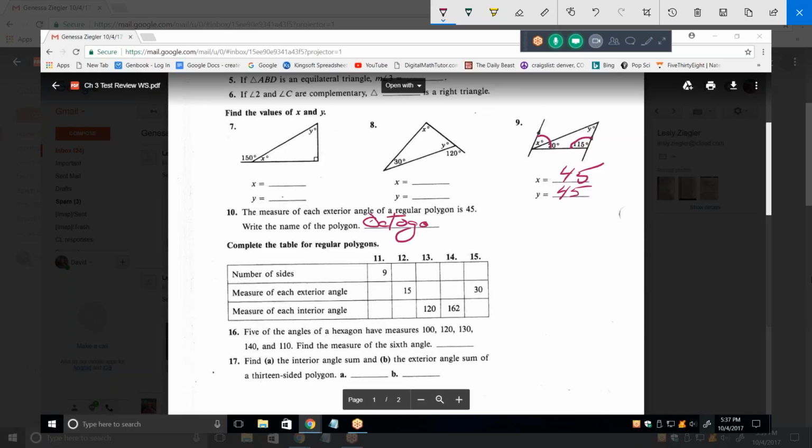I'm glad they didn't give us a hard one, because I don't know the names of all of them. I mean, I know decagon and duodecagon and things like that.